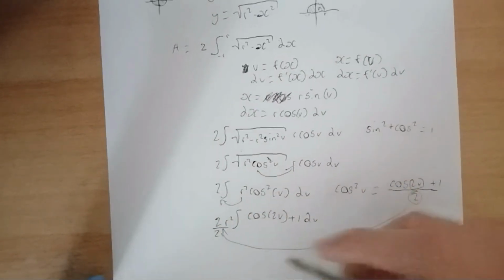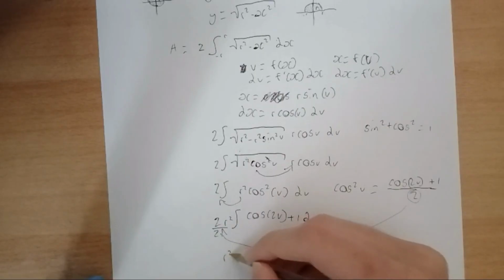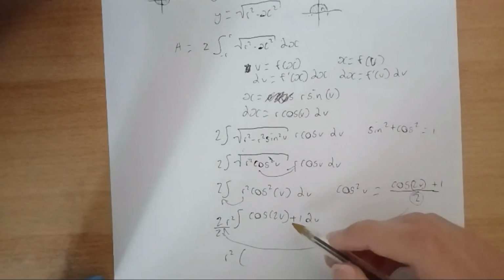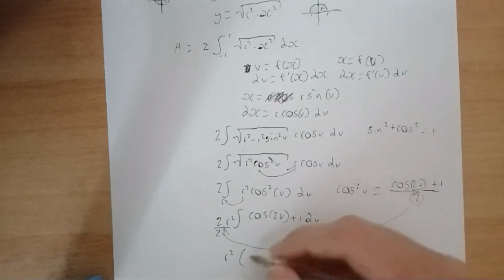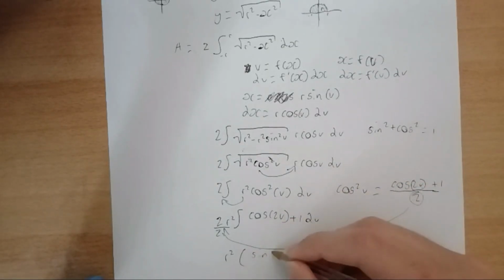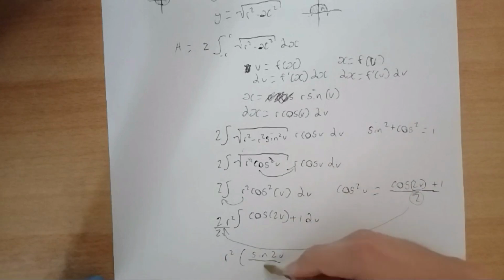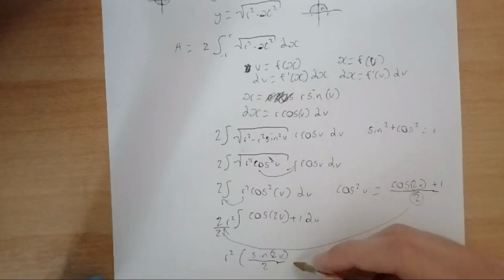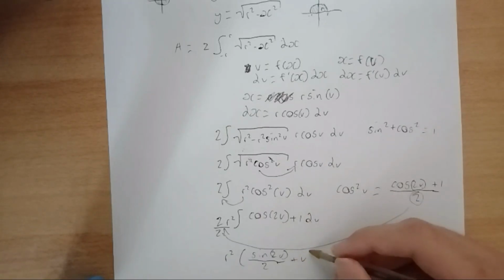Now I can integrate this term by term. So we get r squared times cos of 2u just integrates to sine of 2u over 2. You can just do that with u substitution, but it's really nothing special, so I'll just leave it here. And 1 just integrates to u, so plus u.